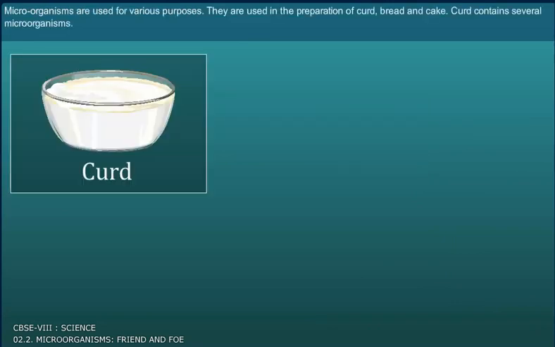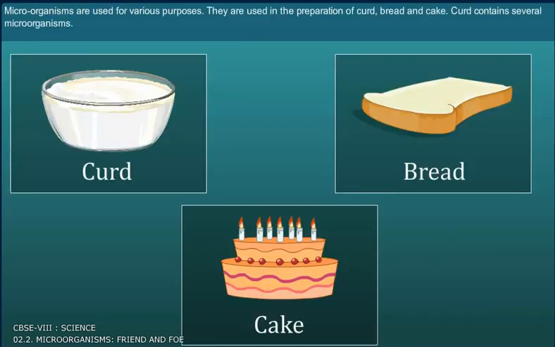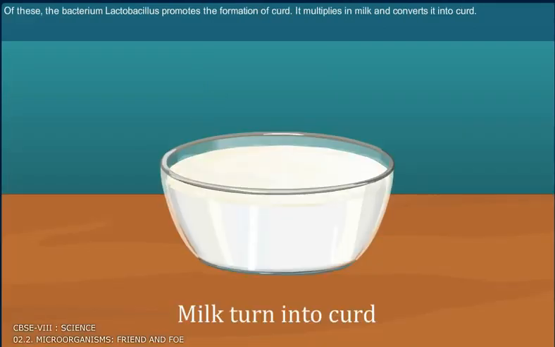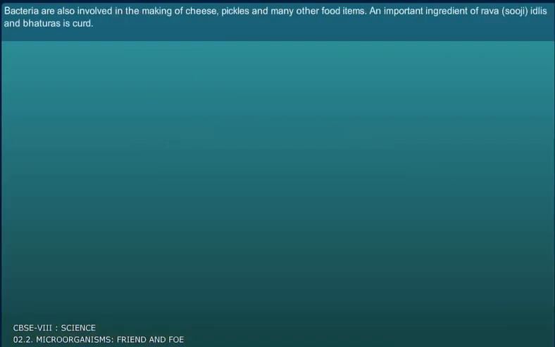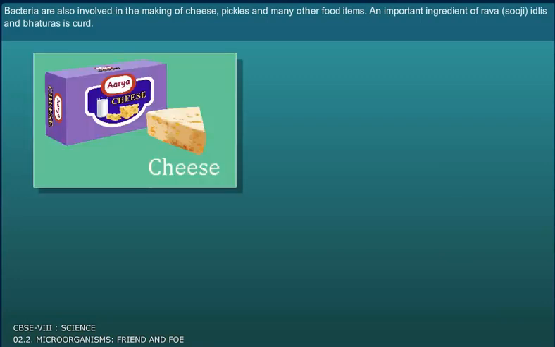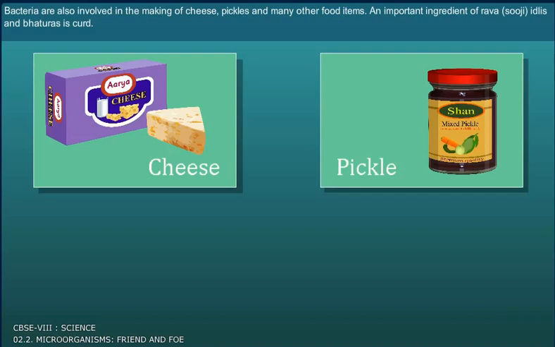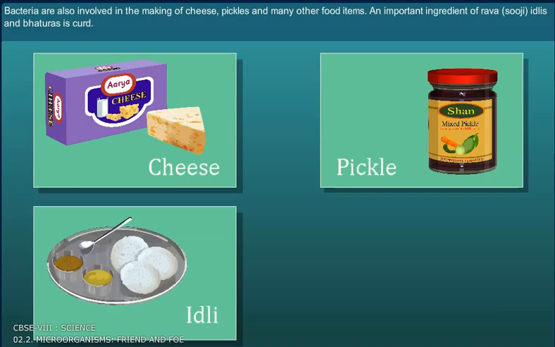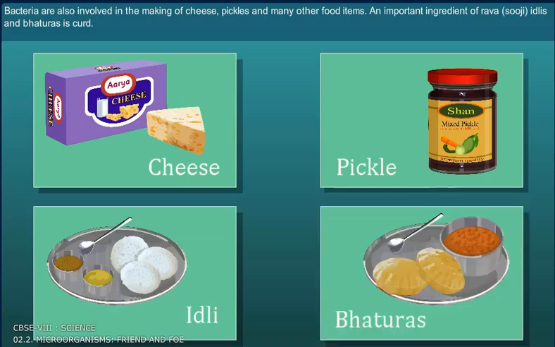Friendly microorganisms. Microorganisms are used for various purposes. They are used in the preparation of curd, bread, and cake. Curd contains several microorganisms. Of these, the bacterium Lactobacillus promotes the formation of curd. It multiplies in milk and converts it into curd. Bacteria are also involved in making cheese, pickles, and many other food items. An important ingredient of rava, suji, idlis and bhatura is curd.